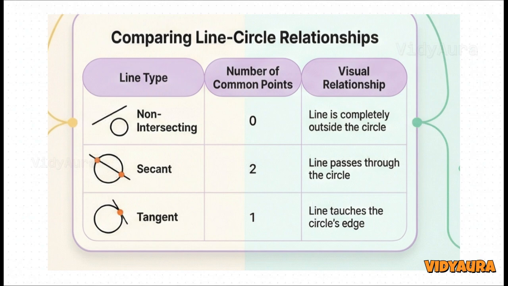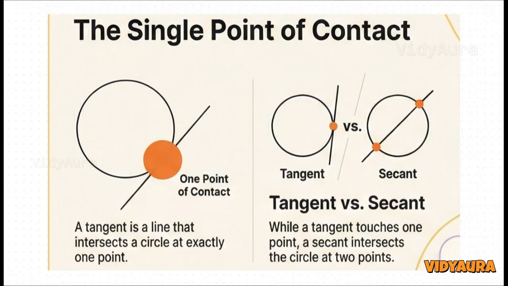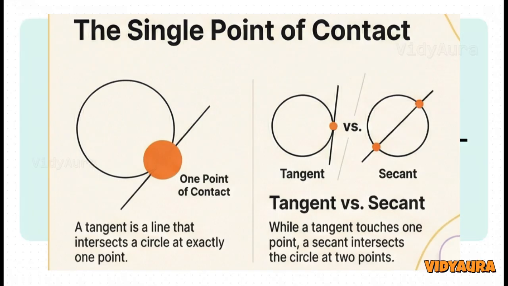But the third one, that's our star for today. It's the line that just barely kisses the circle, just grazes it at one single point. And that special line is called a tangent. So let's make this crystal clear. A tangent touches. Think of it like a quick high five with the circle, just one point of contact. A secant, on the other hand, cuts. It goes straight through. This difference, touching versus cutting, is absolutely fundamental.